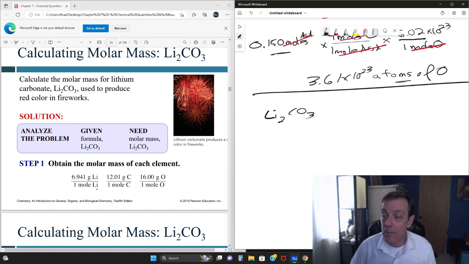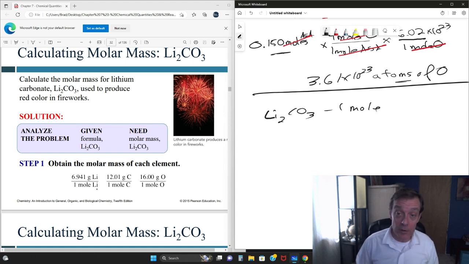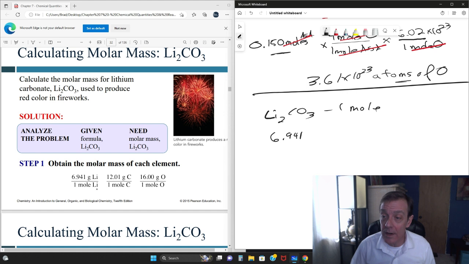Okay, so we want to know the molar mass of 1 mole of lithium carbonate. Lithium has a molar mass of 6.941. The molar mass of carbon is 12.01, and these are just from the periodic table. And the molar mass of oxygen is 16.00. It'd be nice if all we had to do now is add these up, but there's an extra step.